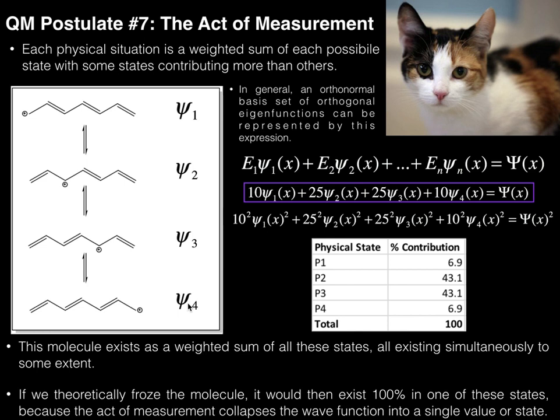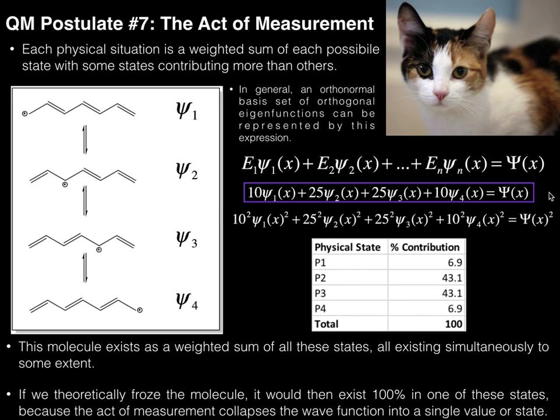Okay? If you're talking about the position of an electron, it collapses right down to that position in space where you caught it. If you're talking about its velocity or whatever, you collapse it right down to that value. So the wave function collapses to a single value when you measure it.